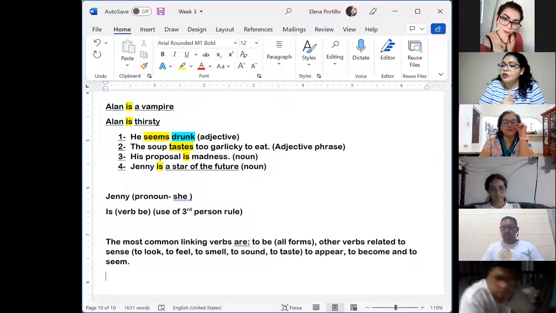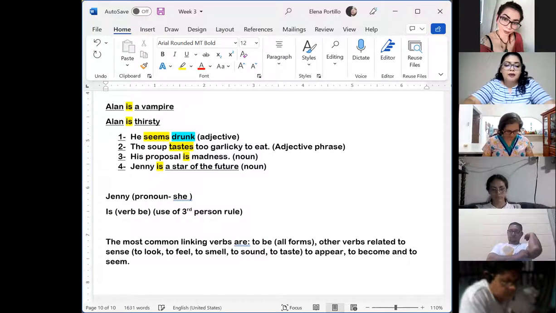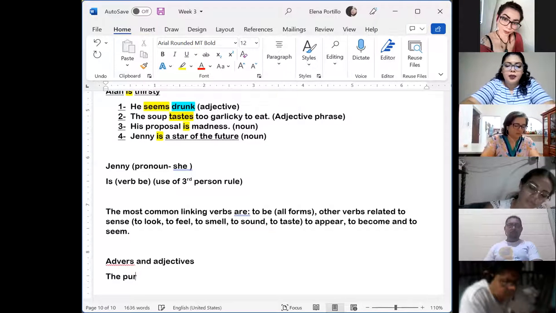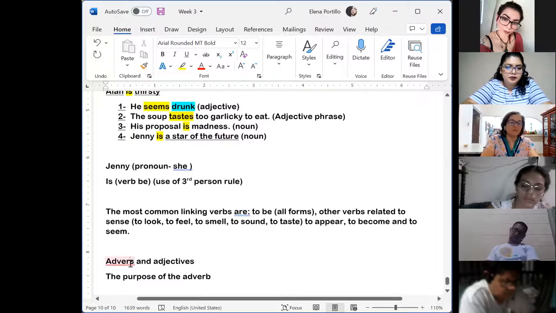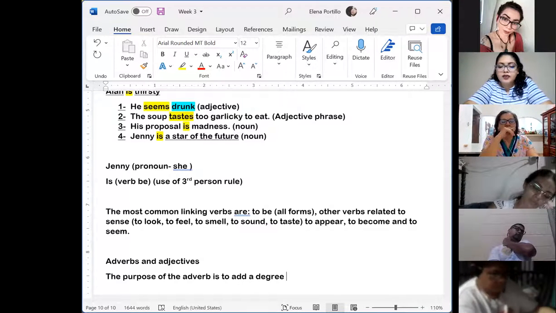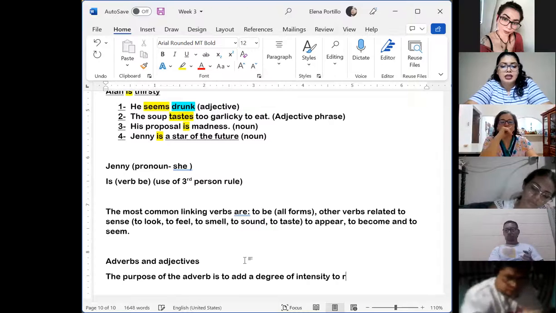También tenemos que los adverbs pueden modificar los adjectives, and in this case, el propósito de los adverbios son ponerle un grado de intensidad al adjetivo. Le ponemos un grado de intensidad al adjetivo. Adverbs and adjectives. And we have the purpose of the adverb is to add a degree of intensity to the adjective, la intensidad del adjetivo.